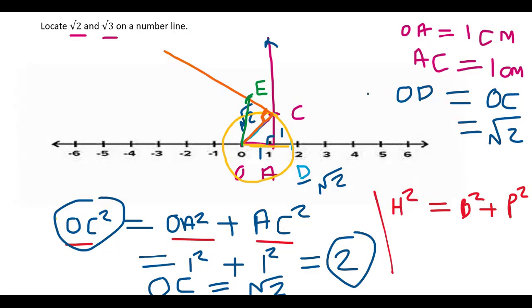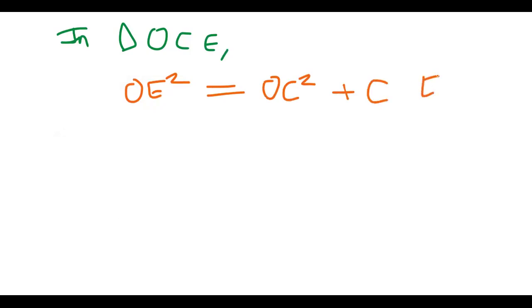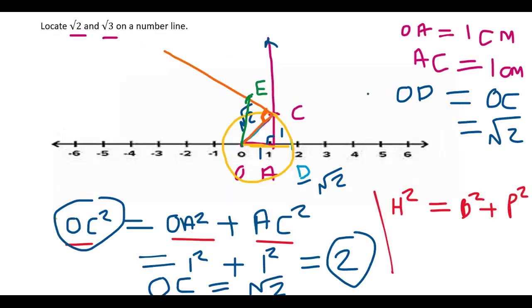So again we can apply the Pythagorean theorem. So we will get OE square is equal to OC square plus CE square. Now from the figure we can see OC square.